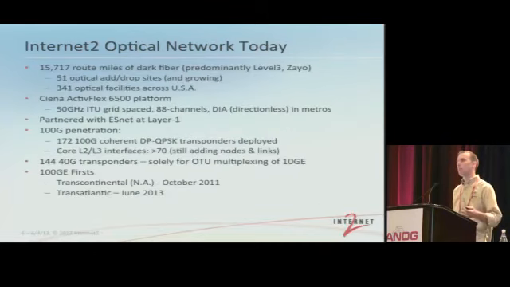So the optical network that we have today is almost 16,000 route miles of dark fiber throughout the country. We have over 50 optical add drop facilities and hundreds of amplifier sites. We selected the Ciena ActiveFlex 6500 platform that gives us 8.8 terabits of capacity on every link. So we can put 100 gigs on 88 channels on any internode add drop link. We have directionless capabilities in our metro areas. And we did something very unique here, and this is something very unique to the research and education community.